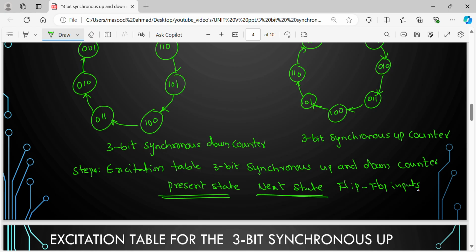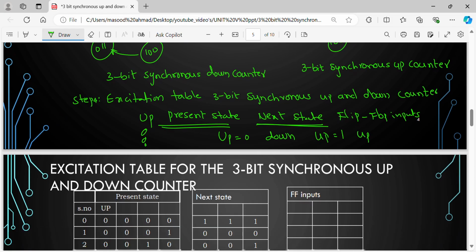In addition to that, along with the present state, I'll introduce an extra control signal, up. When up is 0, we will be doing down counting. When up is 1, up counting. That is the extra thing that is going to come, the rest are all the same. So this excitation table is going to contain the up counter excitation table plus the down counter excitation table, with an extra control signal up.